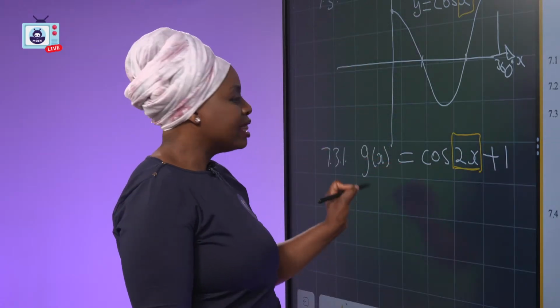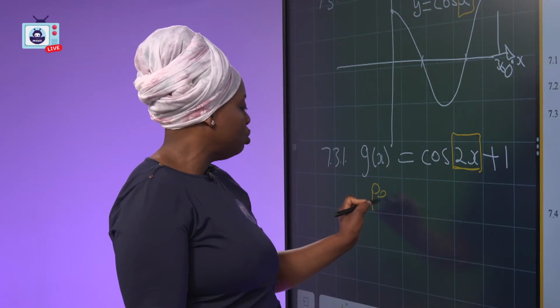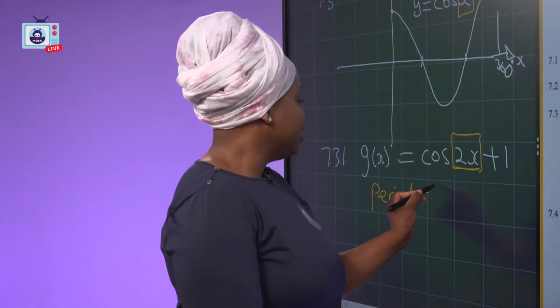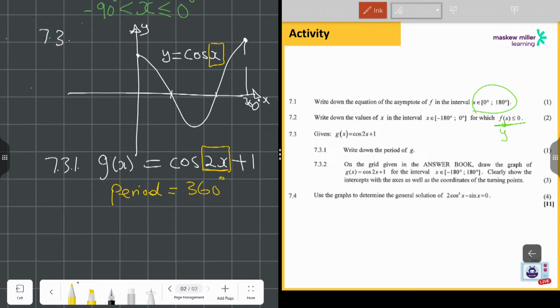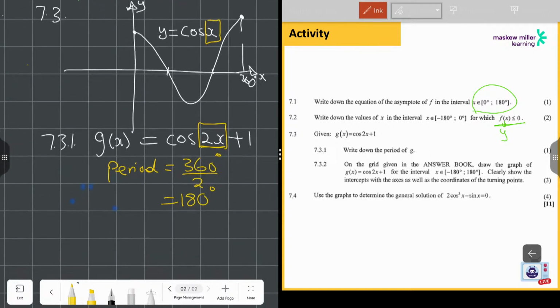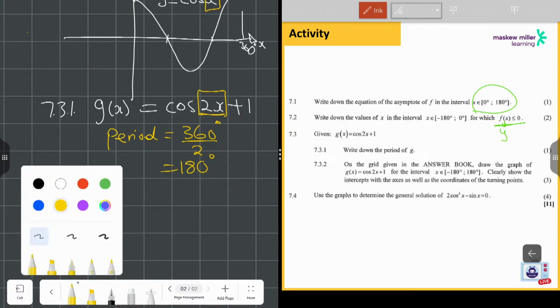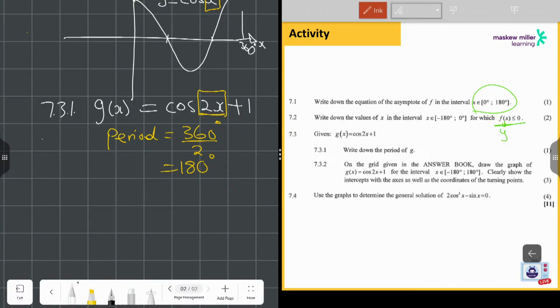So therefore, the period will be equal to, can you put it in the chat? Yes, it's going to be 360 divided by 2, which will then be 180 degrees. So that's how you'll get to your period when you have such questions. Okay. Are you guys with me?